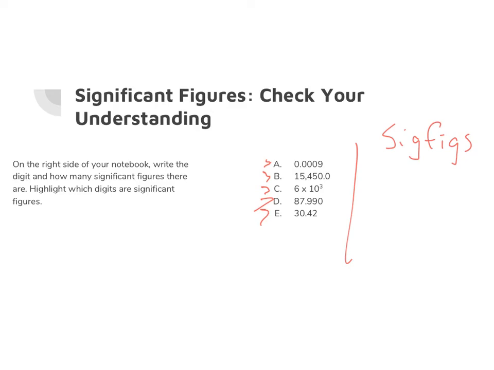So, in example A, how many sig figs? One sig fig. Why 1 sig fig? Again, the zeros in this number are placekeepers that indicate the decimal point only. The only digit that is significant is this one right here, the 9. Part B, 15,450.